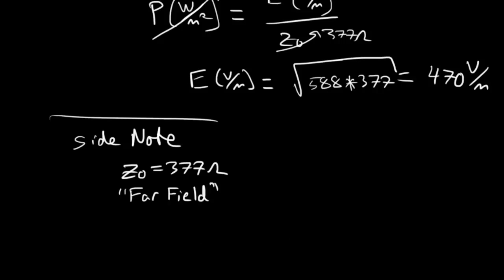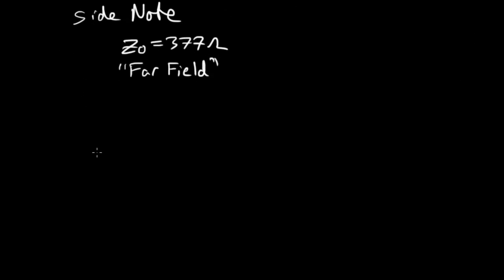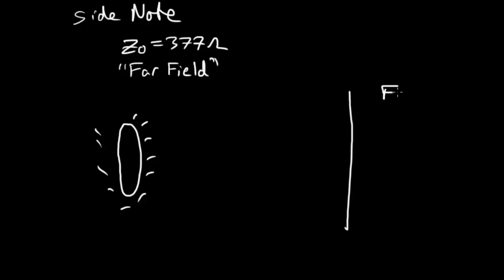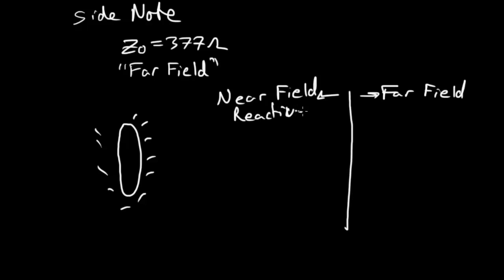Well, let me draw a little model here. If we had some object that's radiating, and we go out in the distance and draw a line, we're going to say everything on this side of the line is the far field, and everything on this side of the line is the near field. What is the near field? Well, the near field, sometimes called the reactive field, is the portion of the electromagnetic field that if you were to interact with it, the source would react.